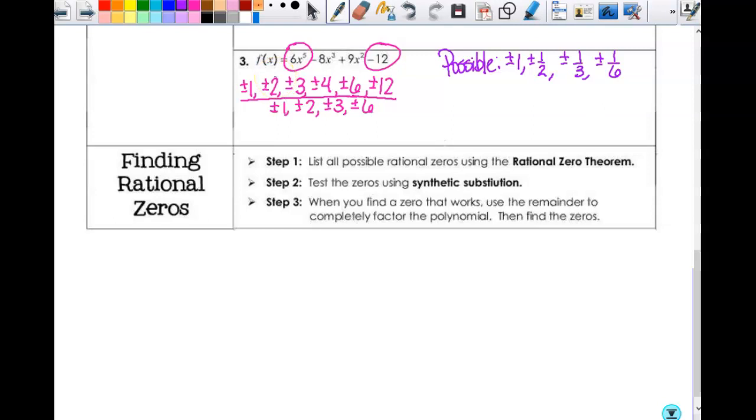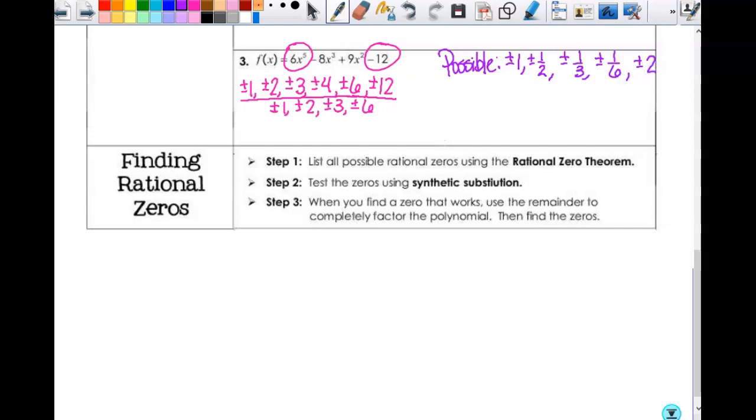Wait, what's the question? I did 1 over everything in the denominator. 1. So you're dividing everything by 1? No, it's 1 over 1, 1 over 2, 1 over 3, 1 over 6. Oh, okay. Yeah, and then I'm going to have to do 2 over 1, yes. So then 2 over 1 gives me 2, plus or minus 2.